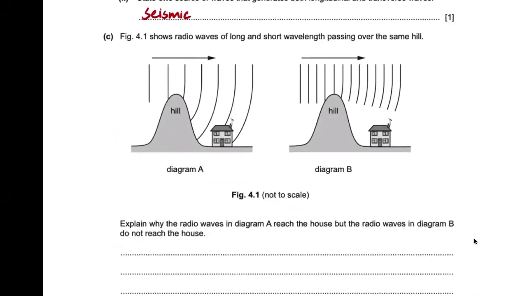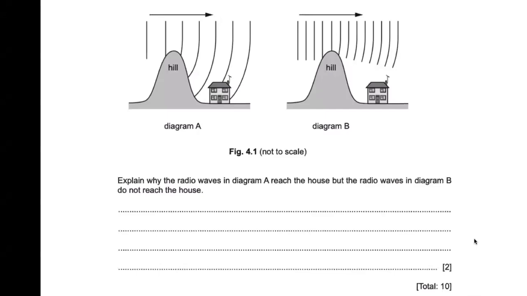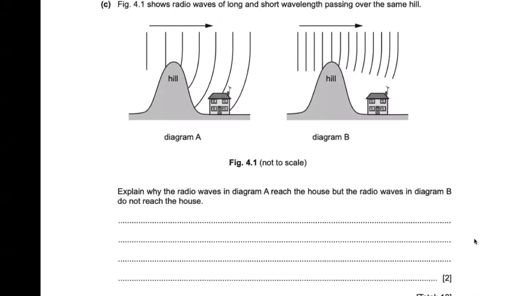4.1 shows radio waves of long and short wavelength passing over the same hill. Explain why the radio waves in diagram A reach the house but the radio waves in diagram B do not reach the house. Just by the look of this diagram, you can see this is diffraction. You can see that these ones have a relatively larger wavelength as compared to this, and you must know the link between diffraction and wavelength.